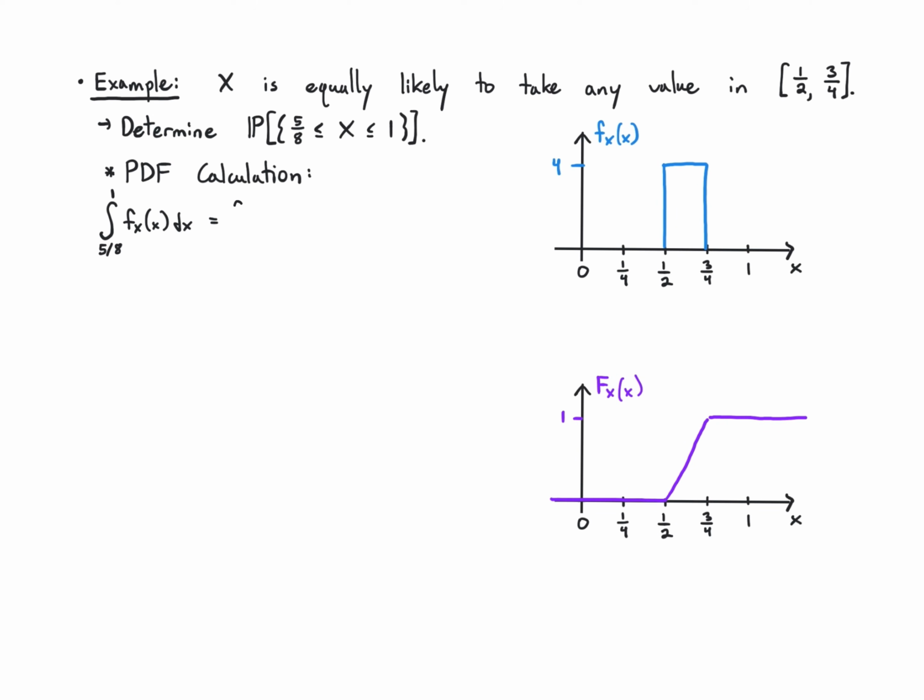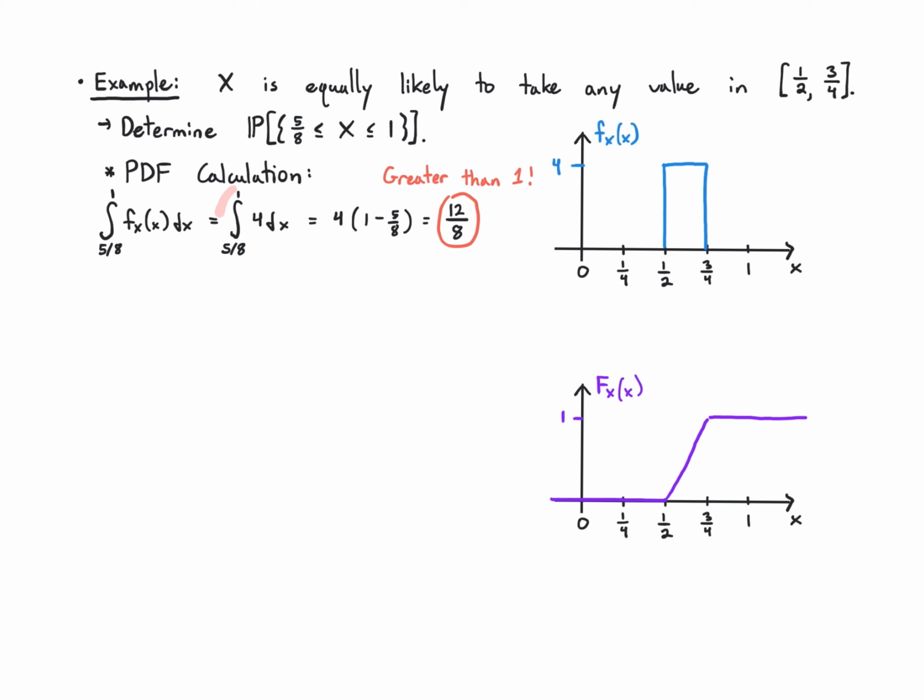So far, everything I've done is actually correct. I'm going to see what might go wrong here. So I'm going to plug in the value of the PDF, which I know is going to be 4, and then I end up with 4 times 1 minus 5/8, and that's going to be 12/8. And this is greater than 1, which obviously can't happen because probability cannot be greater than 1.